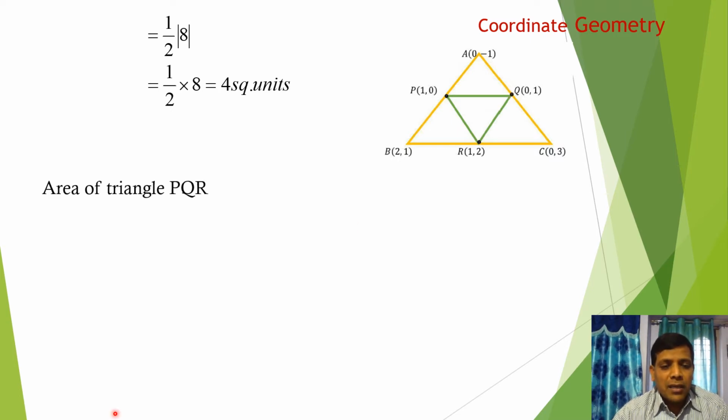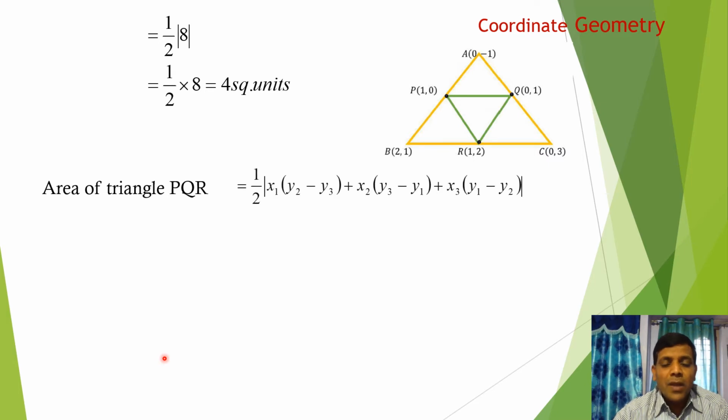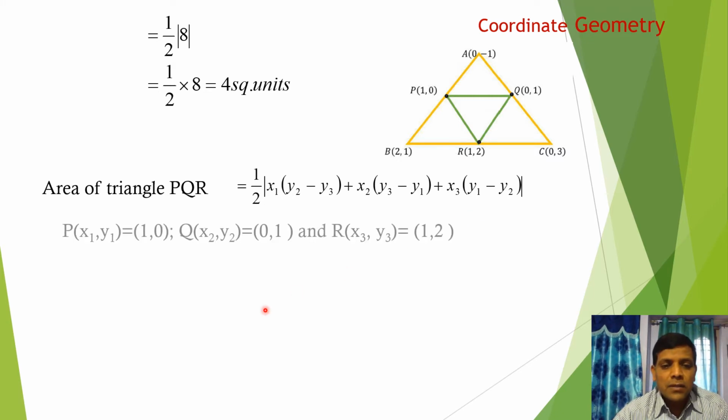Area of triangle PQR. We know that the area of triangle PQR is equal to half mod x1 into (y2 minus y3) plus x2 into (y3 minus y1) plus x3 into (y1 minus y2). So write down the coordinates of P, Q and R.